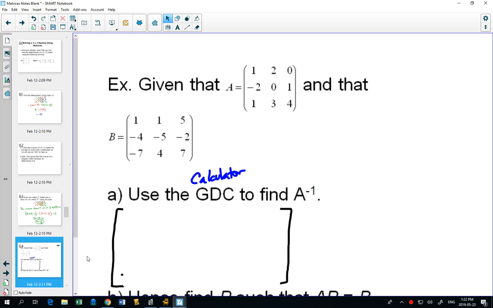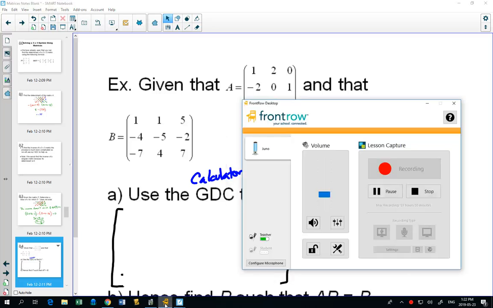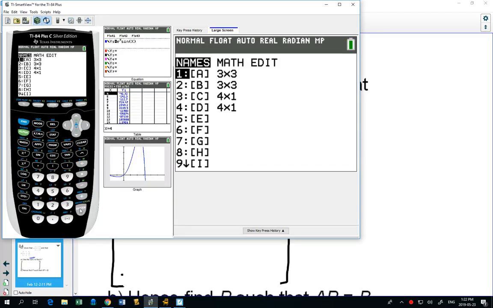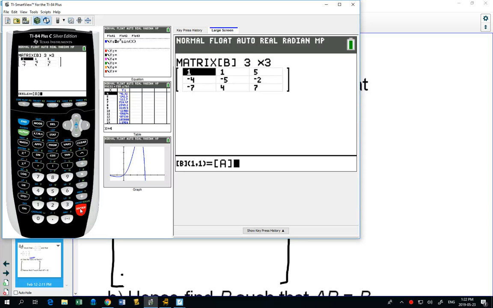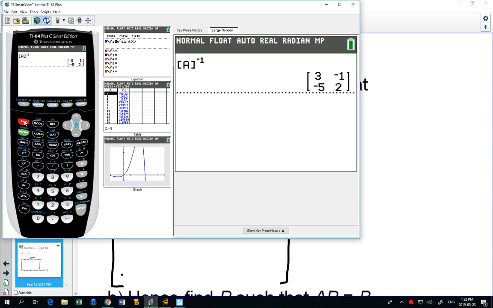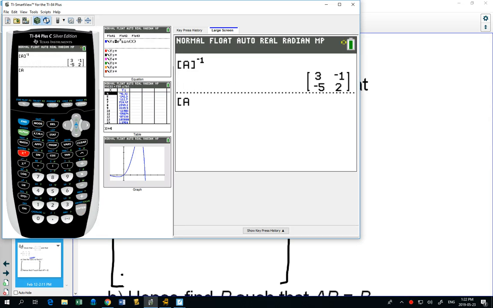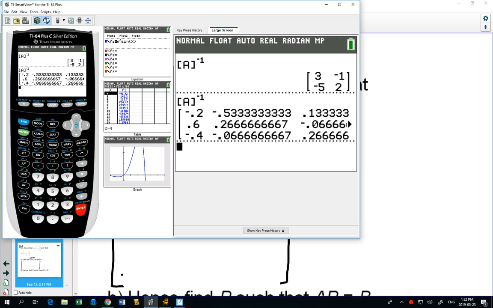And part 1 says use the calculator to find A inverse. Well, to find the inverse now, whoops, go back to my calculator. I can just go second matrix. I can type in A. I didn't want to type in A there. Get out of this screen. Second matrix, type in A, and then go inverse button, push enter.